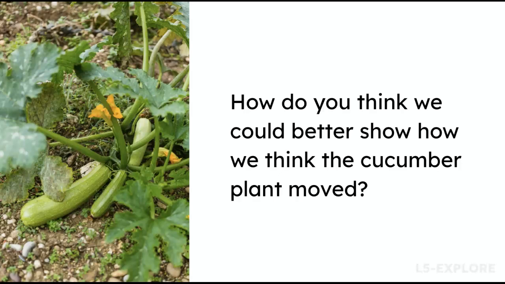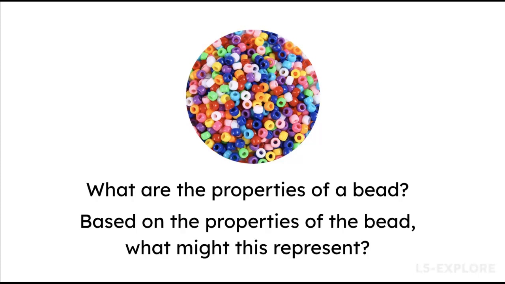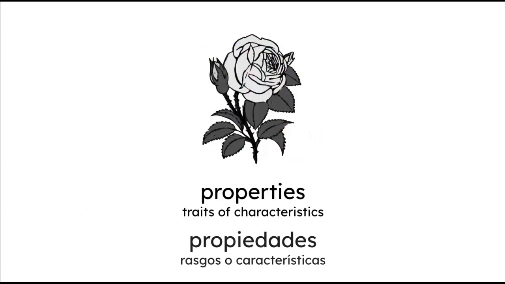For the Explore portion, you'll begin by discussing how you could better show how we think the cucumber plant moved, with a model. You'll place students into groups and show them the materials they will use to create a model of an animal dispersing seeds and the Seed Dispersal Model rubric student journal page. You'll tell students that as they decide on the materials they're going to use, they should think about how the properties of the materials are similar to what they are trying to model. You can post and discuss the properties vocabulary card.